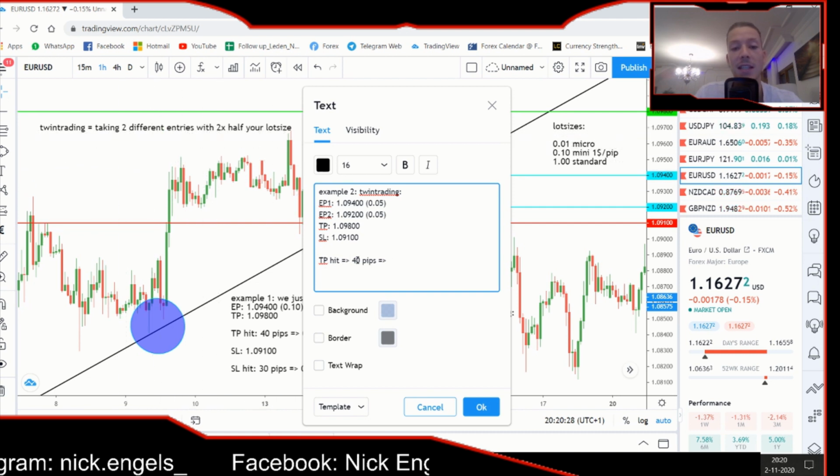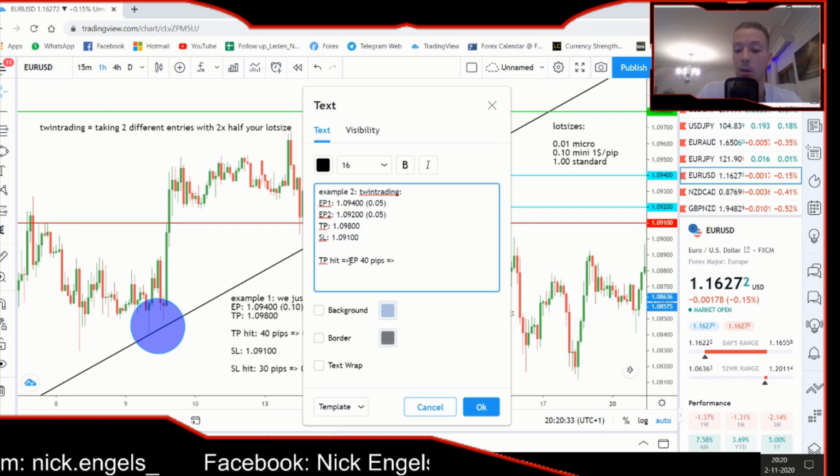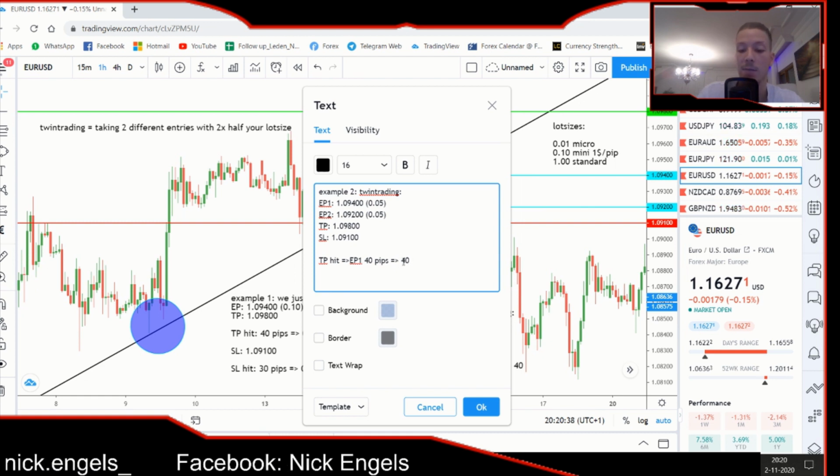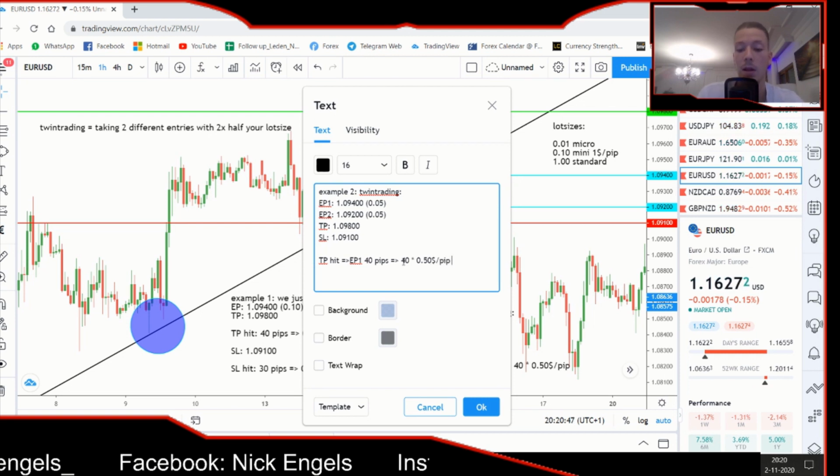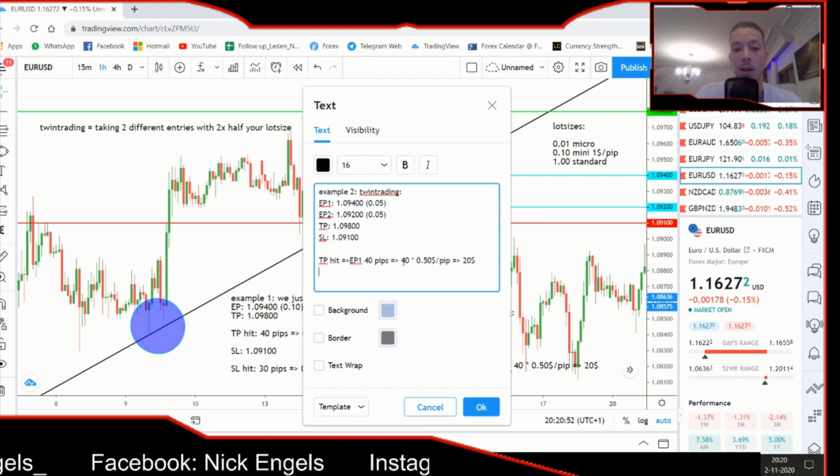If that TP gets hit for that first entry, that means that for entry point number 1, we have 40 pips, which is 40 pips times 50 cents a pip, that results in 20 bucks, right? Now, if that TP gets hit, that means that not only entry point 1 gets hit, but also entry point 2 gets hit, right?